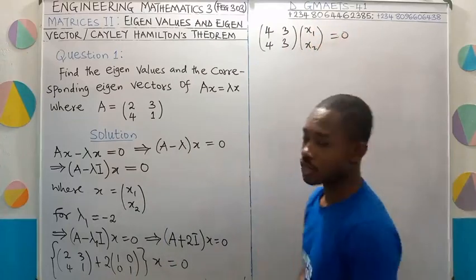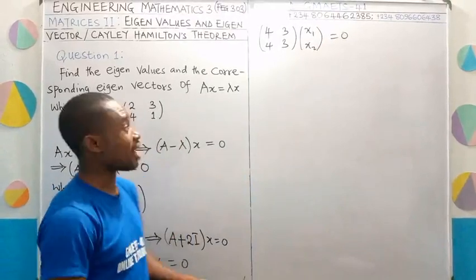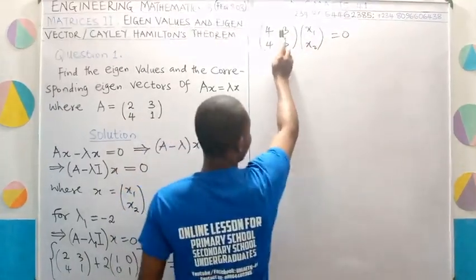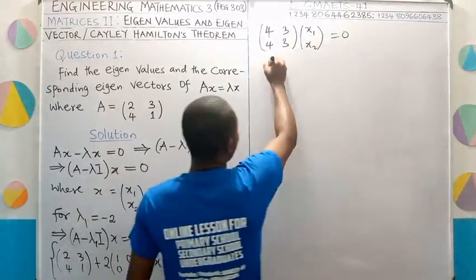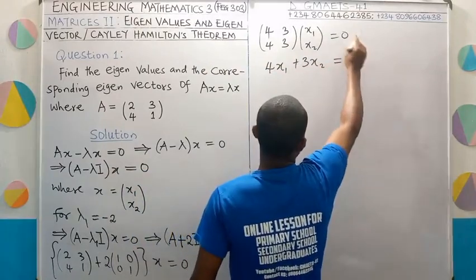x1 and then x2, make it equal to 0. This is matrix multiplication now, right? So let us multiply this matrix and see. 4 times x1 plus 3 times x2. If you do that, you're going to get 4x1 plus 3x2. That will be equal to 0.